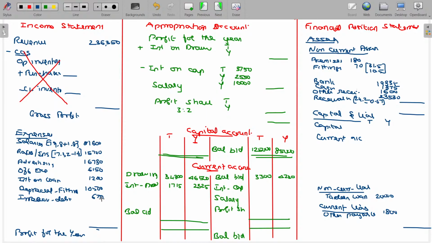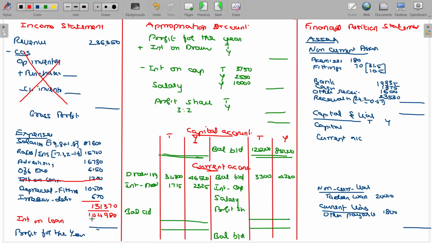Now this interest on loan can also be treated the other way. I'll show you. It can also be subtracted, but finish off subtracting this value first of all. 1,31,370. This total is subtracted from here. You will get 1,04,980. Now you can subtract that interest on loan, because I am going to differentiate.